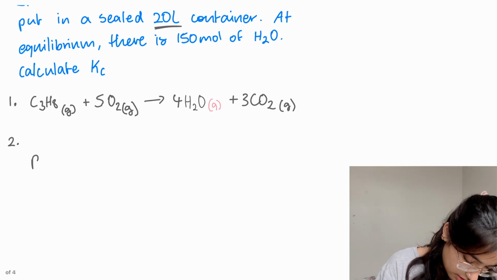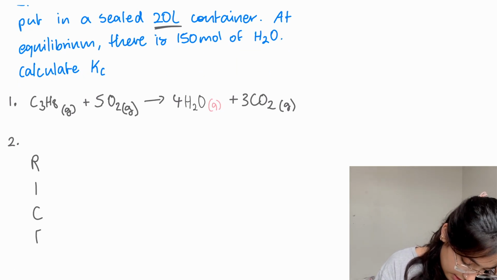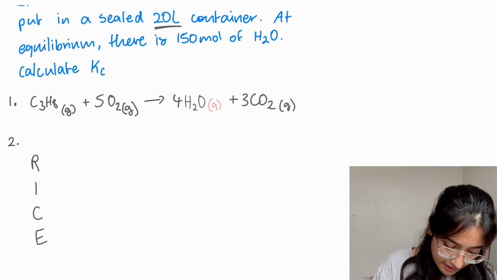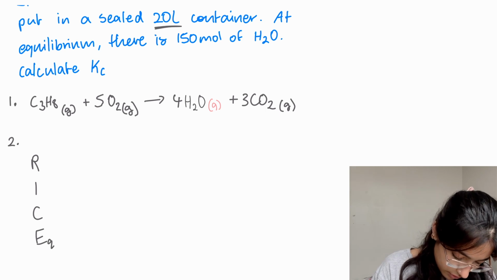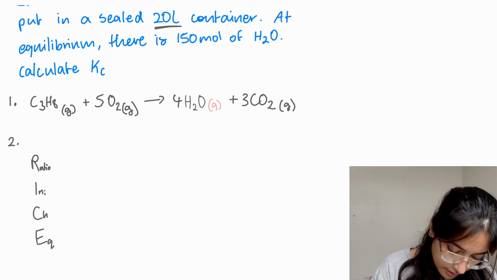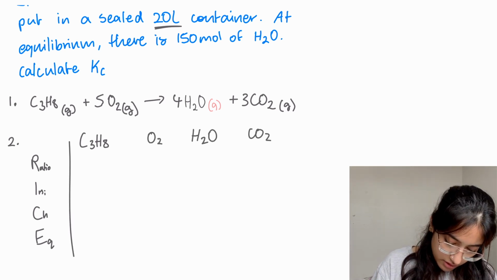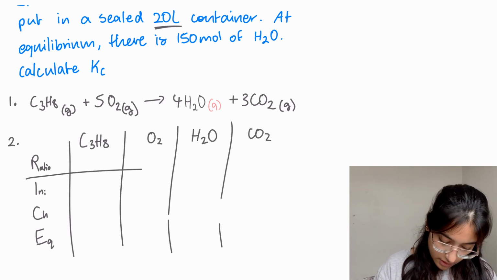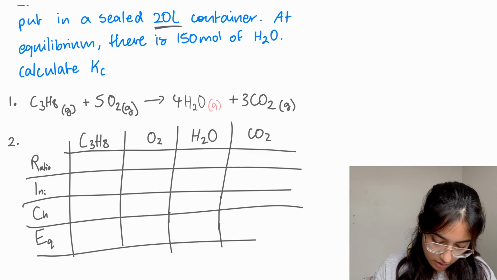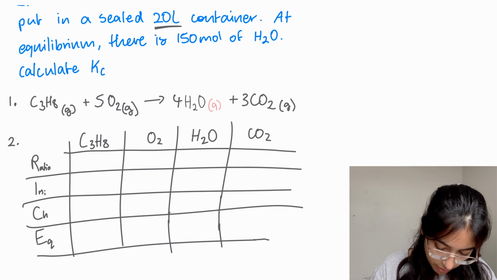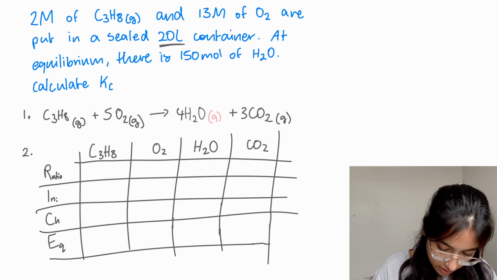So I'm going to write RICE, and remember that stands for ratio, initial concentration, C stands for change, and then E stands for equilibrium concentration. I'm just going to write one extra letter. I'm going to put my actual molecules at the top here, and then I can draw in some lines if I want to, just for funsies. So what I'm going to do now is just try to fill in this table. For that, I can use the information that they've given me.